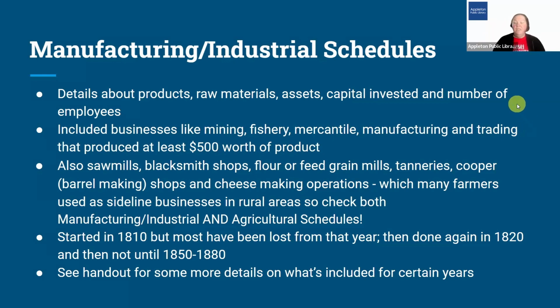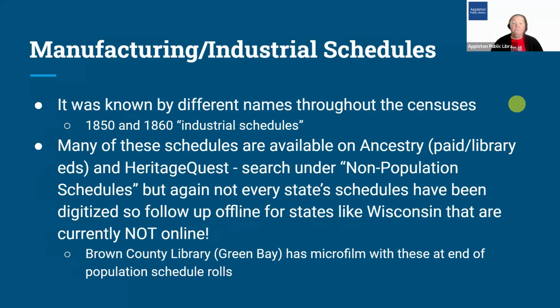These started in 1810, but most of those have been lost from that year. Then they did it again in 1820, and then not again until 1850 to 1880. Again, there's some more details in your handout about what's included for these certain years, so definitely take a look at that. And just be aware it was known by different names throughout the censuses. So other than 1850 and 1860, it was called manufacturing schedule. In 1850 and 1860, it was called industrial schedules.